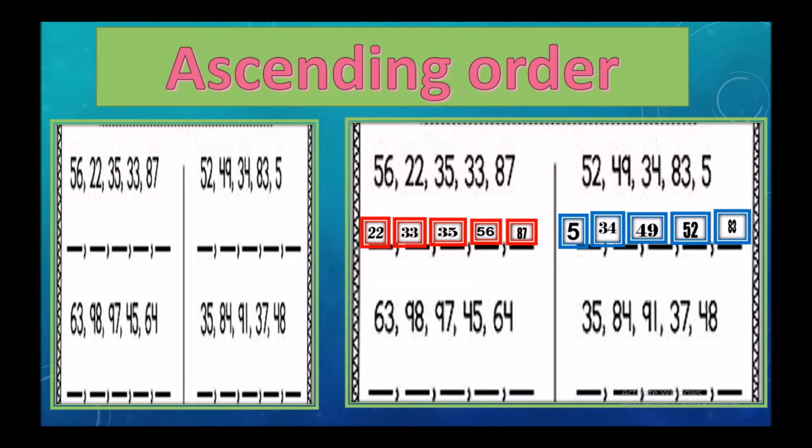If you compare all the numbers, first you will write the smallest one. So in ones place you have to compare, and then you will see the tens place. So here the first number you will write is 45, then 63, 64, 97, 98. Now next is 34, 35, 84, 91, 37 and 48.